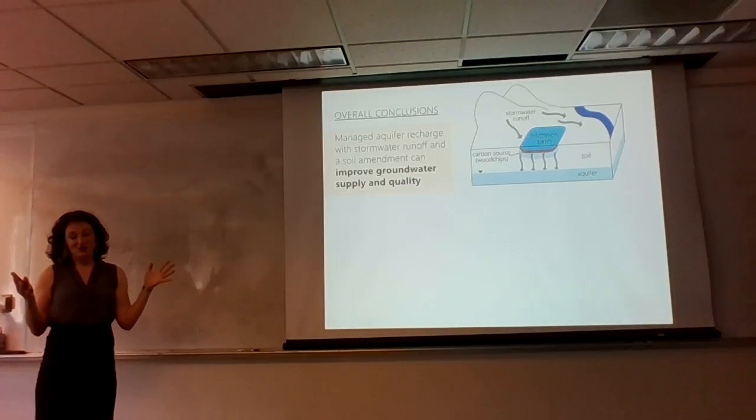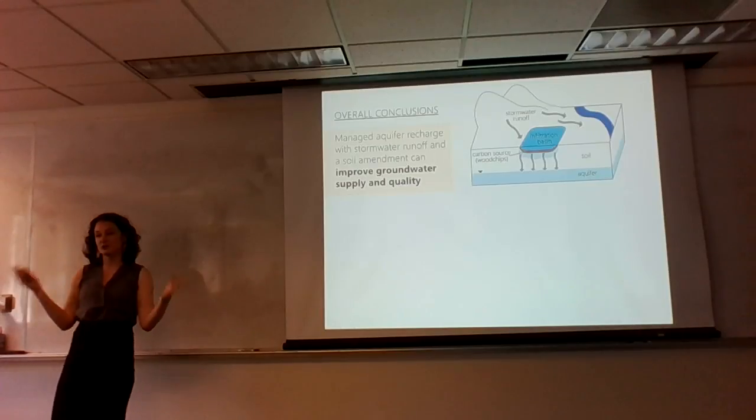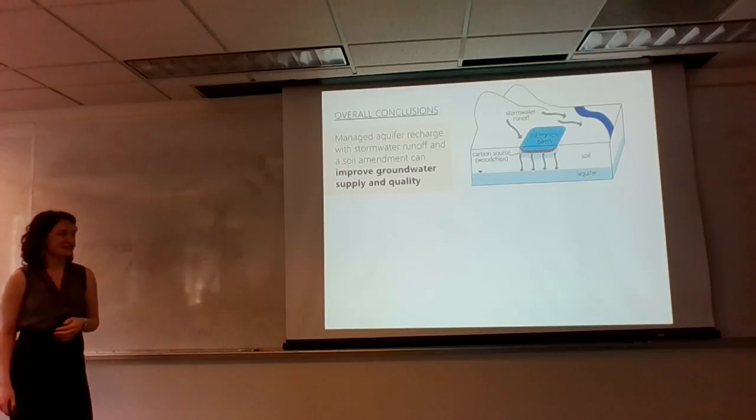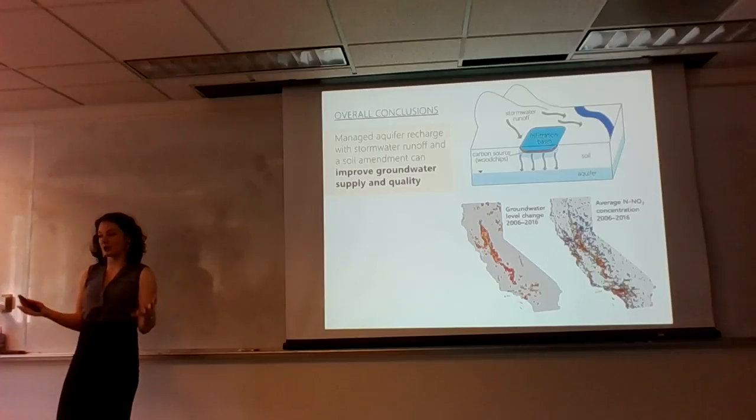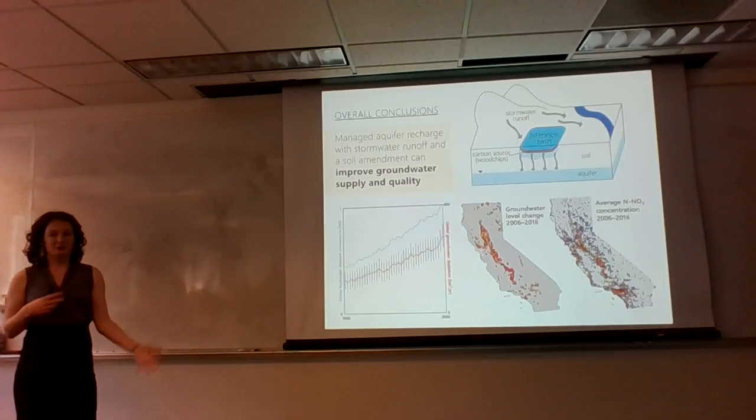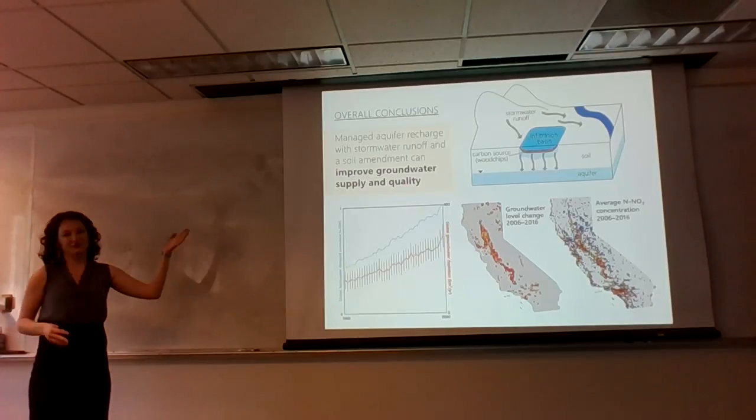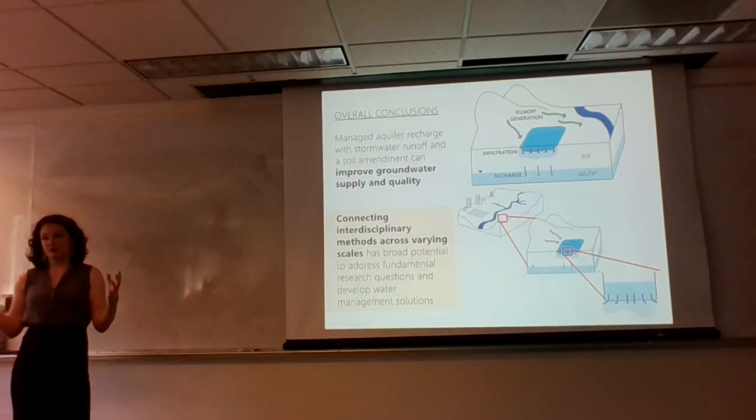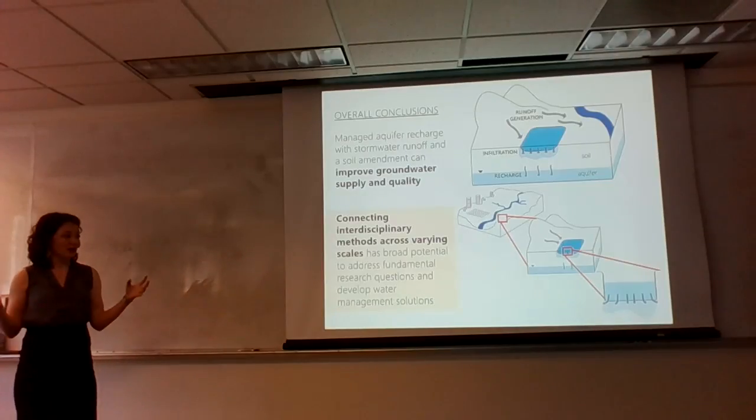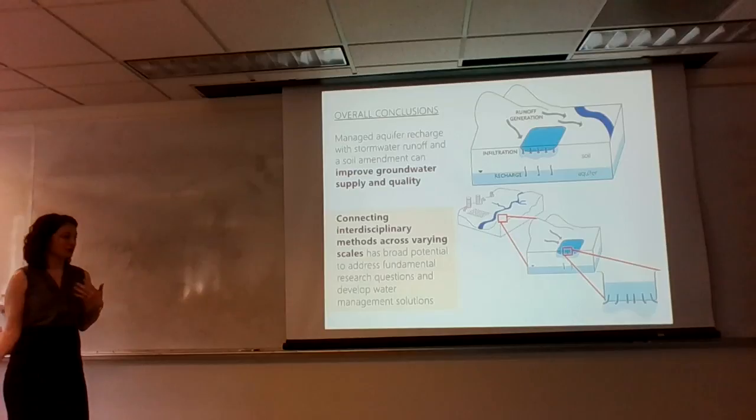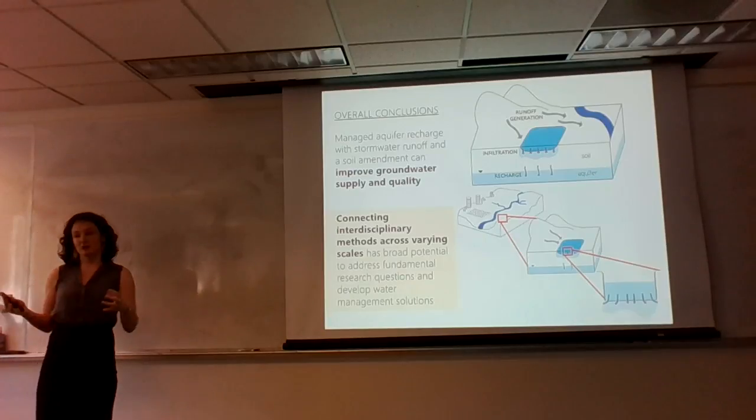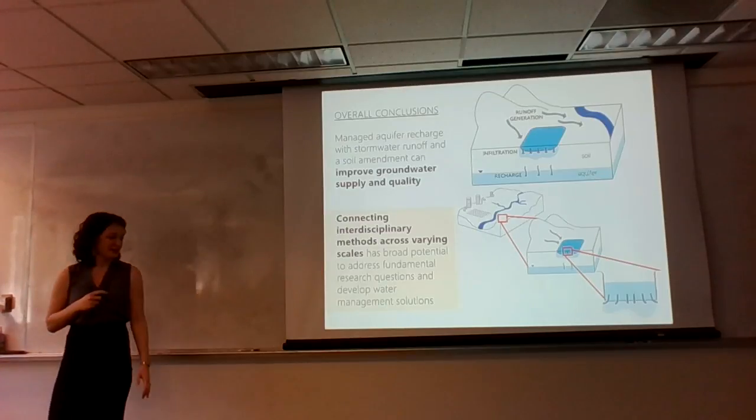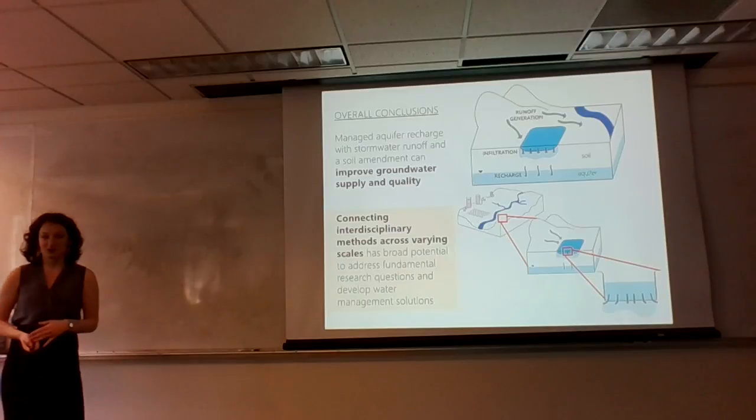Overall, I conclude that managed aquifer recharge projects that collect stormwater runoff and use a carbon-rich soil amendment can be an effective way to improve both groundwater supply and groundwater quality. And that's really important in a state like California, whose groundwater resources are so stressed. It's also more broadly applicable around the world. Recall, we have increasing freshwater demand and an increasing rate of global groundwater depletion. On a broader level, my dissertation also demonstrates the power of combining interdisciplinary methods across multiple spatial scales. And doing work like this has potential to learn about fundamental research questions, including the hydrologic processes I identified here, and also to develop effective water management solutions.